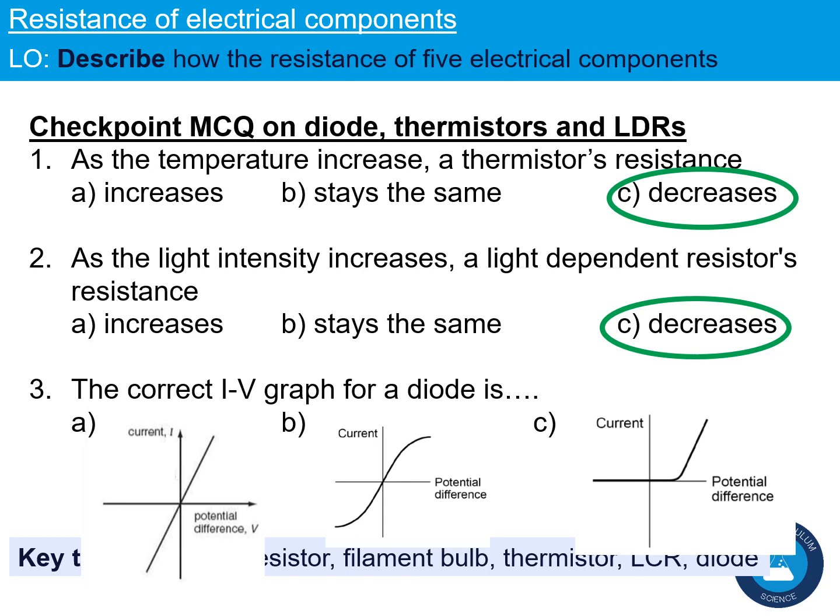And finally, number 3, the correct current potential difference graph for a diode. Well, the first one here, this is an ohmic conductor, so this could be a resistor or a variable resistor. This one here we should now recognise as the filament bulb, and then C is of course the diode, because we know that a diode is a component where the current can only flow in one direction.